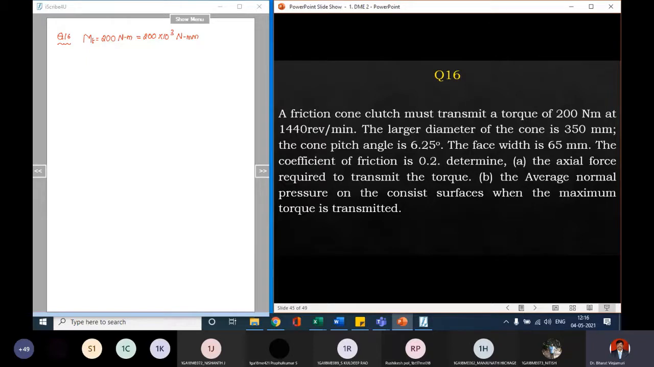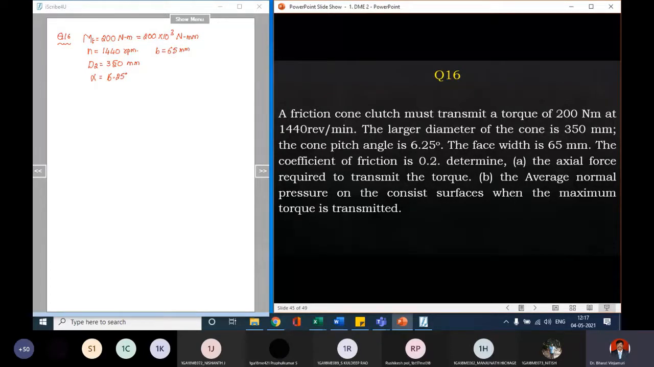At 1440 rpm, small n. He has given this data also, and he has given the diameter. The larger diameter of the cone, D2, is 350 mm. And he has given the cone pitch angle, which is nothing but your alpha, 6.25 degrees. The face width B is 65 mm. So all the data is given.